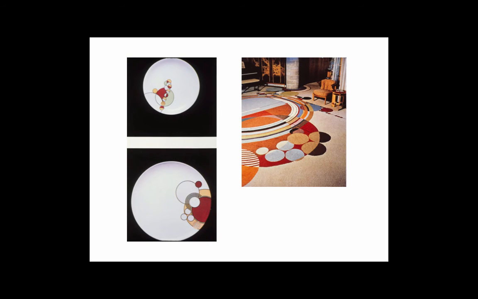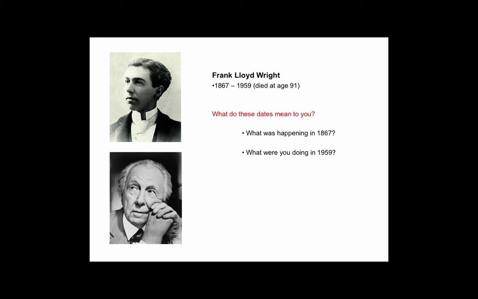Oops, sorry about that. So, the span of Wright's life. I mentioned this at the beginning. Wright was born in 1867. The Civil War ended in 1865. So Wright was born right after the end of the Civil War. In 1959, Wright was flying in 707 jet planes. There was atomic energy.